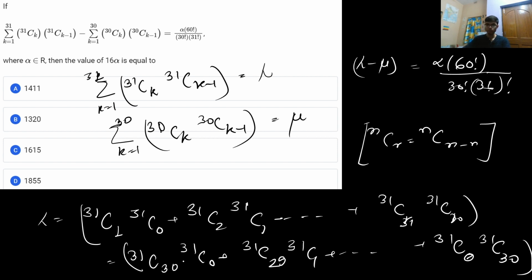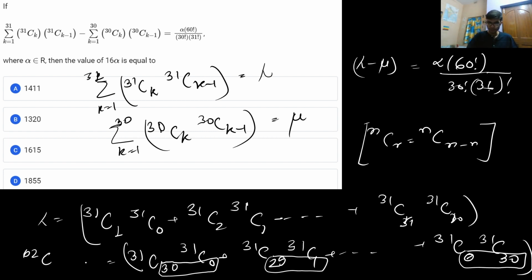Now what is the advantage of doing this? We find that the sum of the lower indices of the binomial coefficients is constant in all the terms. I have already taught you that when the sum of the lower indices is constant and the upper part is the same for all the terms, then the sum of the products of binomial coefficients is directly equal to the sum of the upper parts, that is 62C, and the sum of the lower parts, that is 62C30. So the answer for lambda is equal to 62C30.